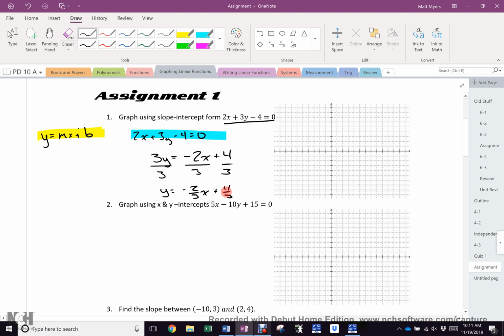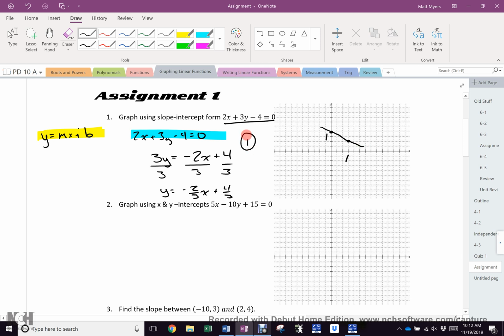Since I need thirds, I'm going to make each square of this worth how much? 1/3. So what number would I write right there? 1. What number would I write? 1, 2, 3 right there. 1. Where is 4/3? 1 past 1. And now my slope is negative 2/3. Because I have the same scale on both, can I just count squares? Yes. 1, 2 down, 1, 2, 3 to the right, and there's my line.